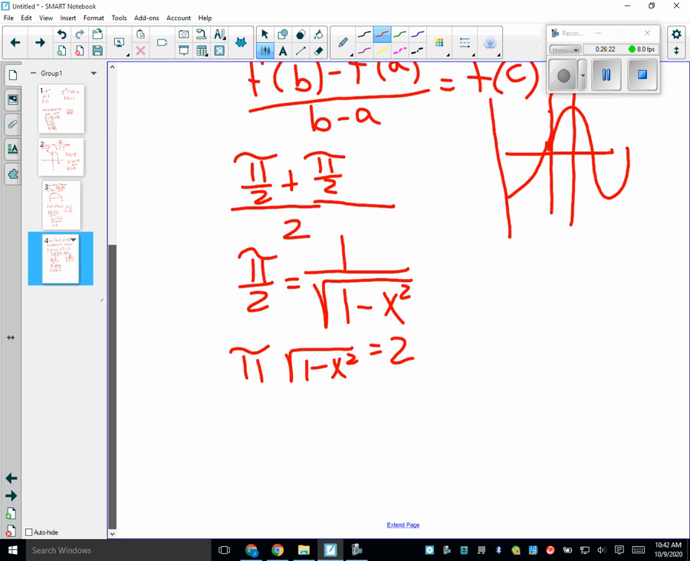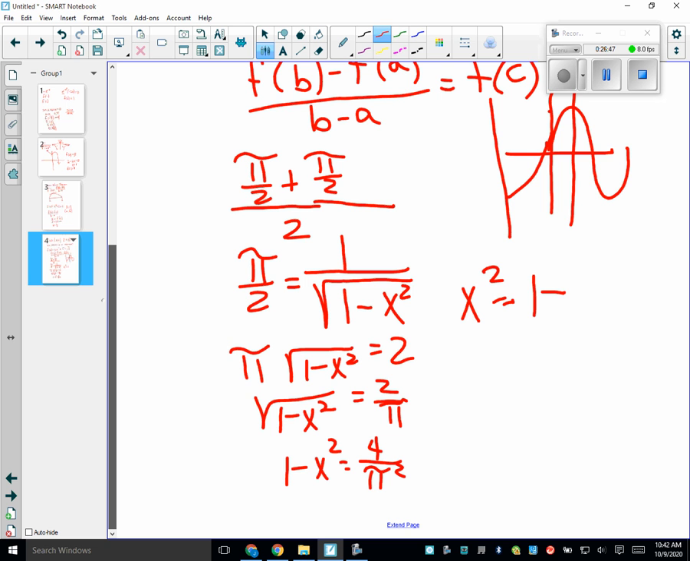I'm going to finish this really quick because we're running out of time. So the square root of 1 minus x squared is 2 over pi. Square both sides. 1 minus x squared is 4 over pi squared. Yeah. So does x squared equal 1 minus 4 over pi squared? That over a radical, you got it? Oh, plus or minus though. Why can't we just try to find x? We're just trying to find x.